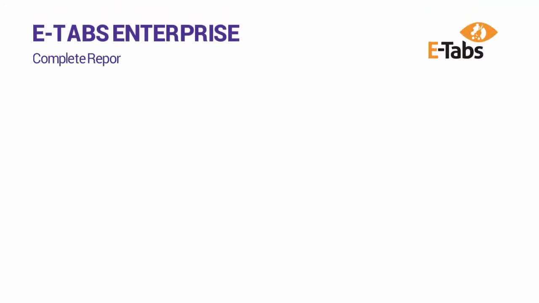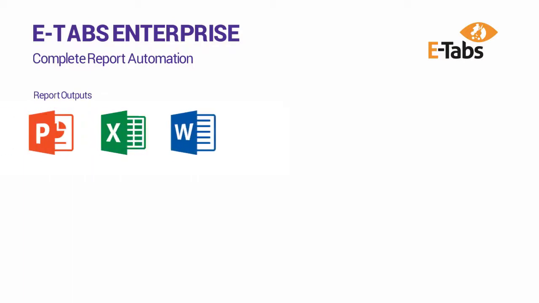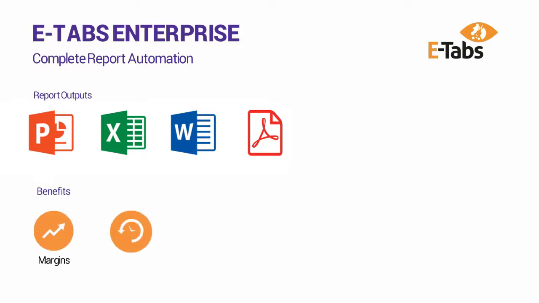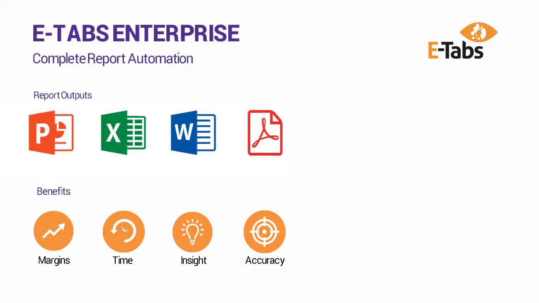ETABS Enterprise is the world's most advanced and widely used report automation software for market research, allowing you to automate the production of fully customized Microsoft PowerPoint, Excel, Word, or PDF reports and presentations. Automation with ETABS will improve your project margins, allow you more time to analyze your results, and provide deeper insight for your clients. Furthermore, your reports will be more accurate as it cuts out the human error.